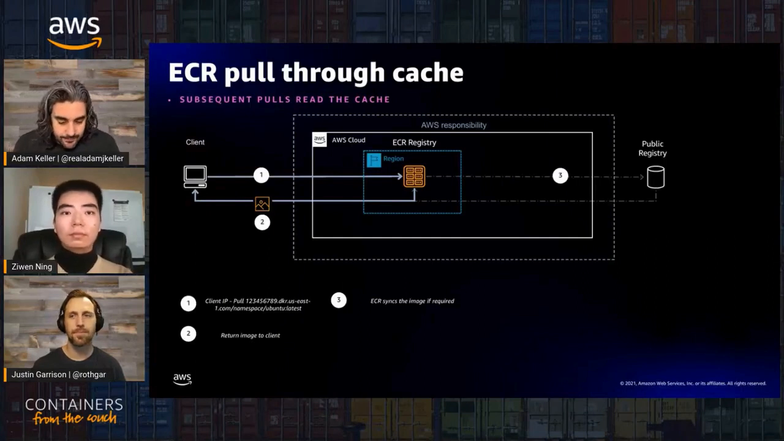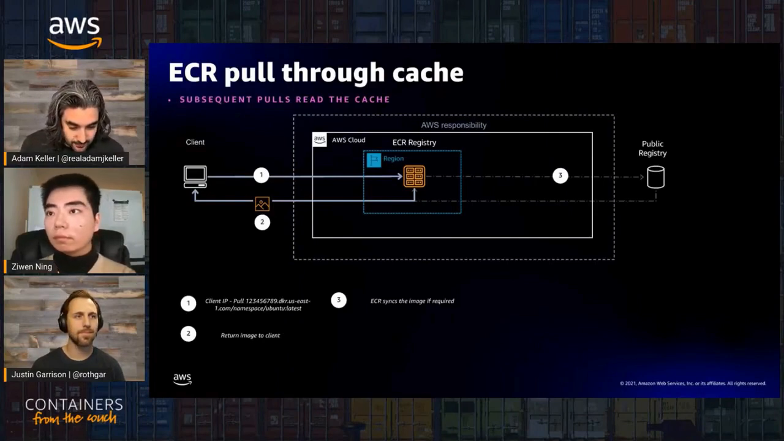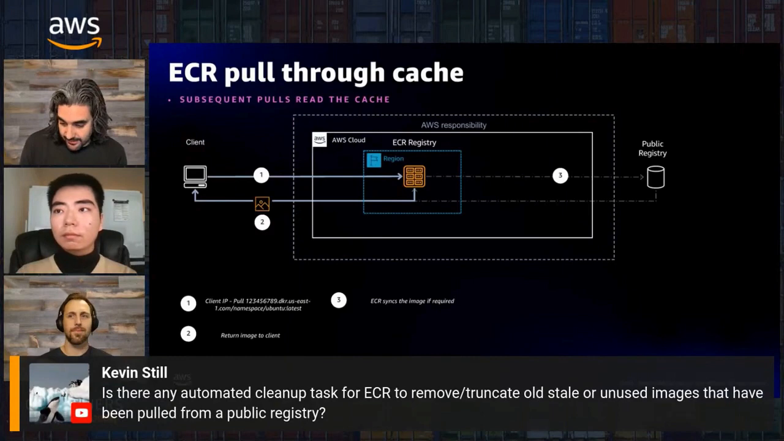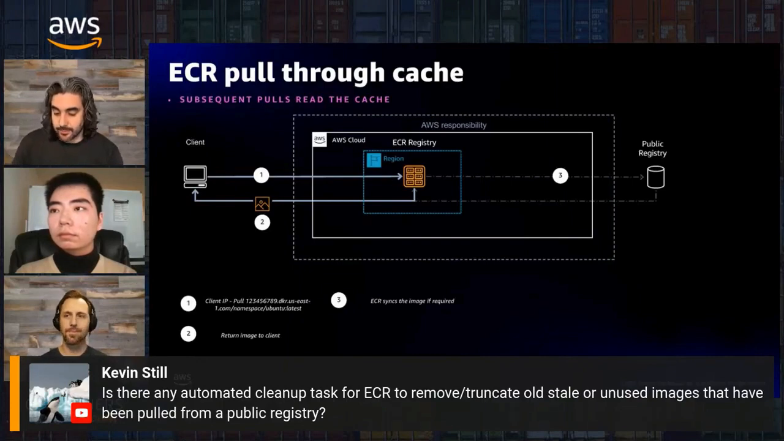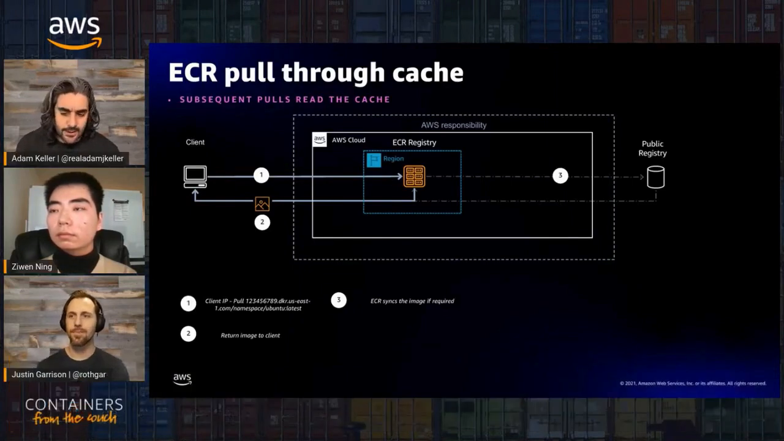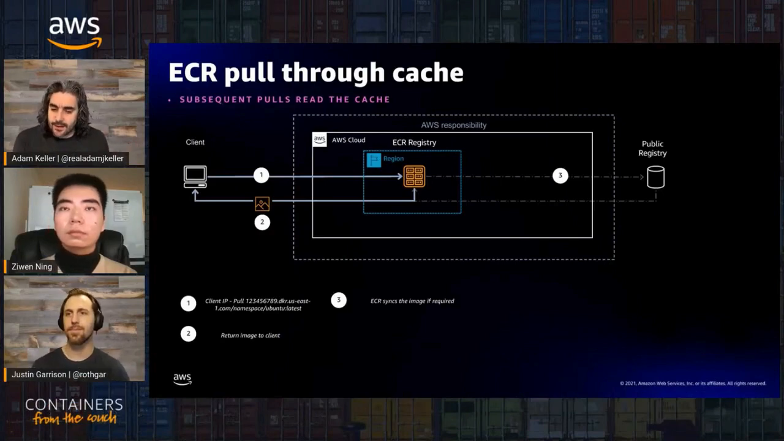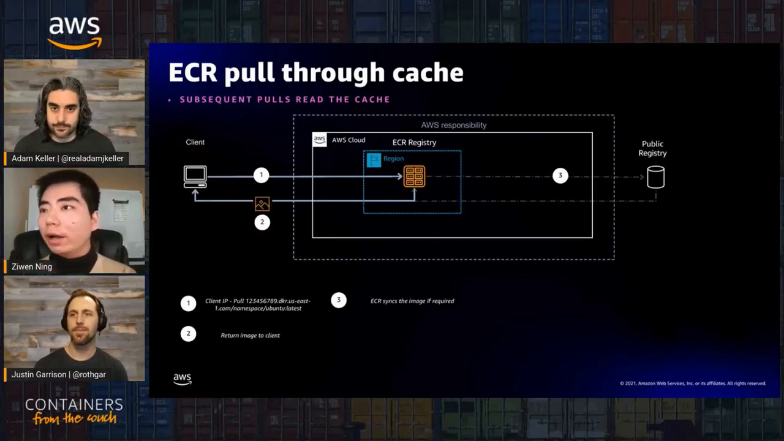So there are a lot of questions here. Let's see, how do we want to approach this? Let's start with, okay, I'm going to go from the bottom up here. Is there any automated cleanup task for ECR to remove or truncate old, stale, unused images that have been pulled from a public registry? So Ziwen, would this be something like lifecycle rules, or how would you approach that? Yeah, ECR has a feature called lifecycle policy, so you can use that in your private repo to do any cleanup task you want.